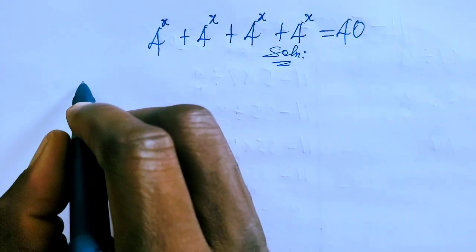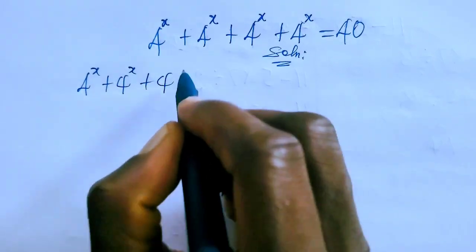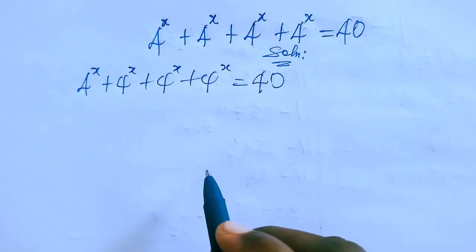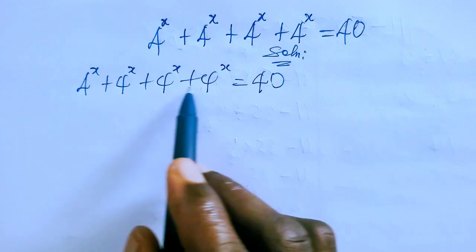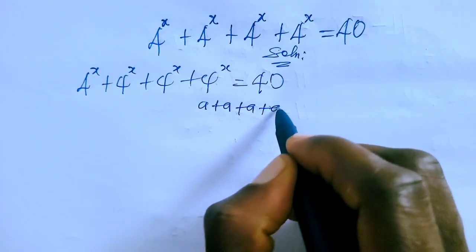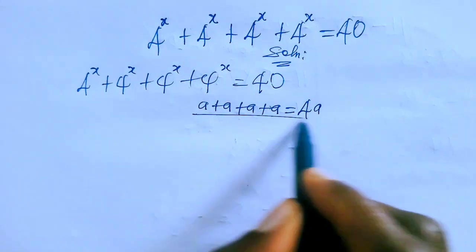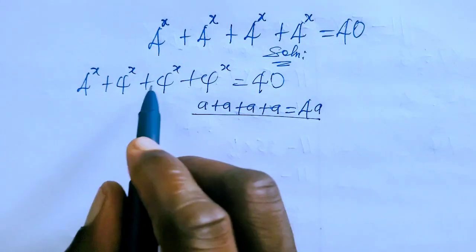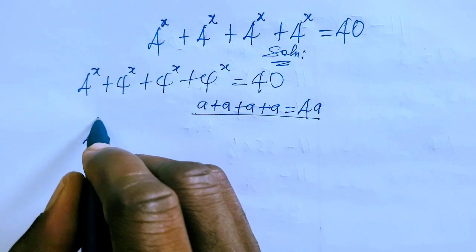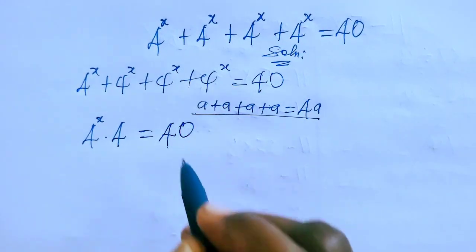Bring the question down here. We have 4 to the power of x plus 4 to the power of x plus 4 to the power of x plus 4 to the power of x equals 40. Right here, note that this is of the same order as a plus a plus a plus a, which will give us 4a. As such, we are going to apply this same principle right here, and the left hand side expression will give us 4 to the power of x multiplied by 4 equals 40.